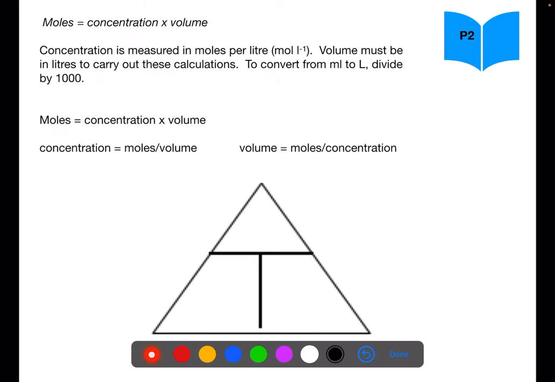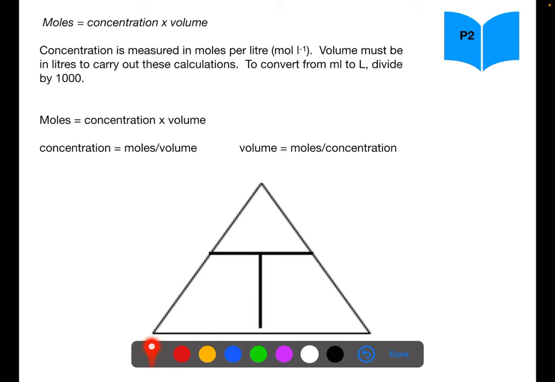We can also carry out calculations for concentration using moles. Concentration is measured in moles per litre. Volume must always be in litres to carry out these calculations. So to convert from millilitres to litres, always divide by 1000. We can use another triangle to help us if we need to.